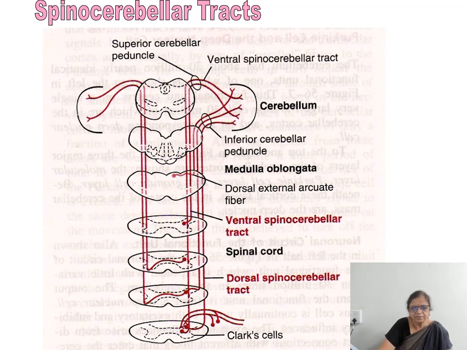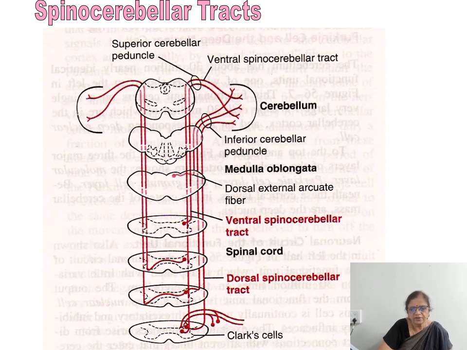So what are the receptors? There are usually two types of receptors. One is called the muscle spindle, which is present inside the muscle fibers. Usually skeletal muscle fibers we call extrafusal fibers, and the receptors present on the tendons are called the Golgi tendon apparatus.